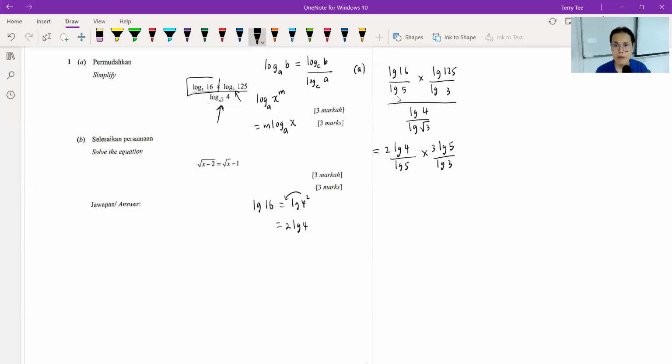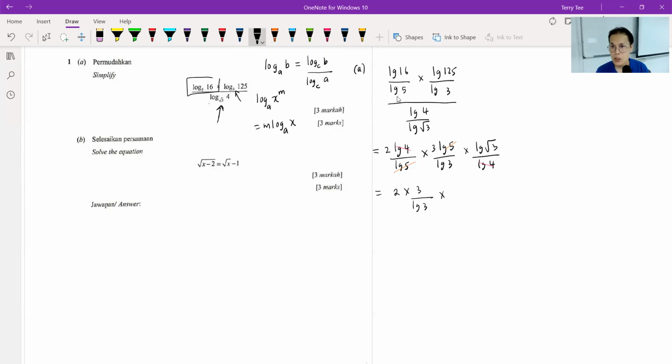Now, when you divide a fraction with another fraction, we can take this fraction and flip it upside down, as in we write LG3 on top, LG4 below. Now, at this stage, we can cancel or simplify some of this. Like, for example, I think I can cancel LG5, and we can cancel LG4 and LG4. Now, we still have a 2 in front, a 3 here. Well, you can multiply it, or we can just keep it as 2 times 3 over LG3.